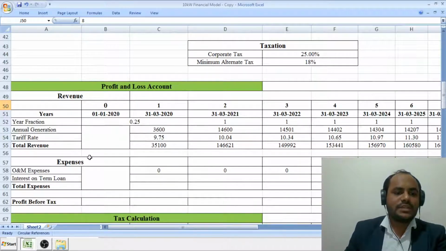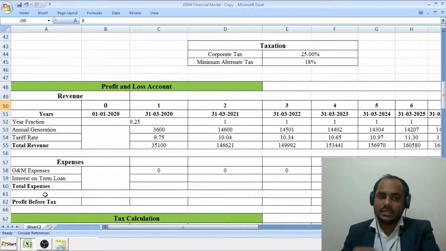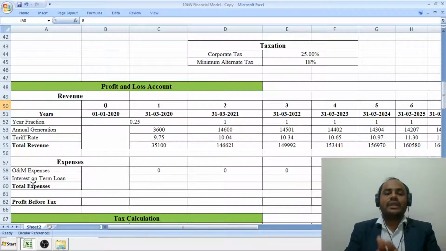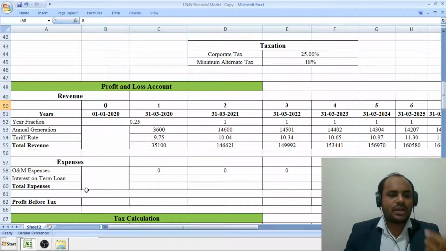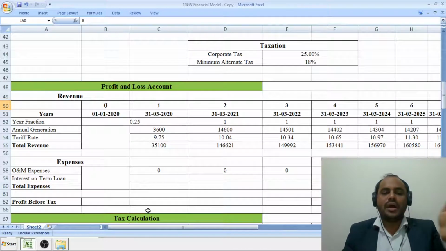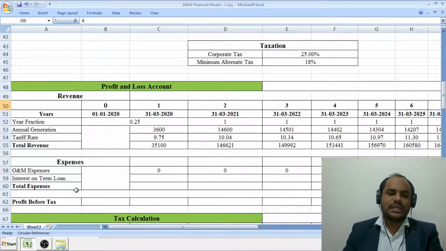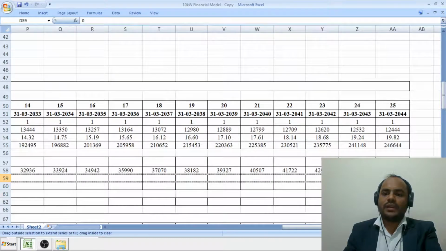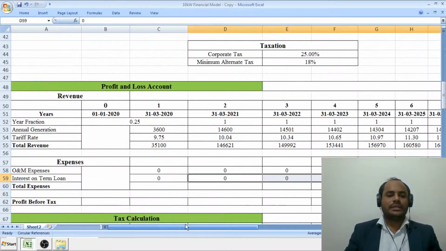Typically in the expenses parameter, we have to consider the interest on the term loan that we are paying. But in this case, the model we have selected is the capex model, and that too 100% equity and 0% loan investment. So the interest on the term loan parameter will be 0 over here. Just pull this particular cell up to 25 years and copy this cell over here.